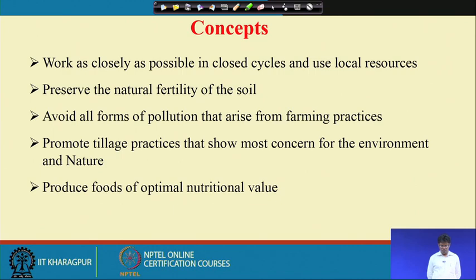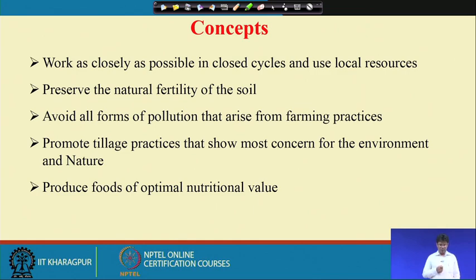The output of one component becomes the input of another component. So that is a closed cycle, a closed chain, which says: organic farming, integrated farming systems, and use local or natural resources as far as possible. We avoid the use of off-farm or external inputs, which should be reduced in organic farming. Then preserve the natural fertility of soil.